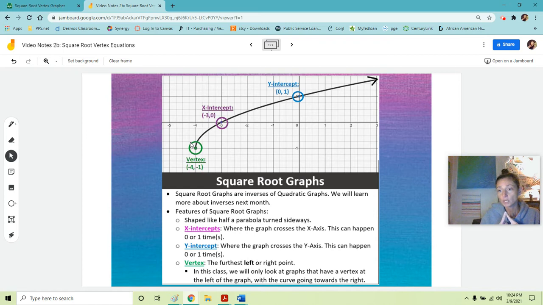On all the graphs we're going to look at, that's always going to be the furthest left point. And so we see the vertex is on the furthest left part of the graph. That's always going to be true for the ones that we look at. Technically, it can be flipped around the other direction so that the vertex is on the right and then the rest of the graph points towards the left. But it's just not the type we're going to look at. That's more of an advanced thing that you might see in pre-calculus or something like that.